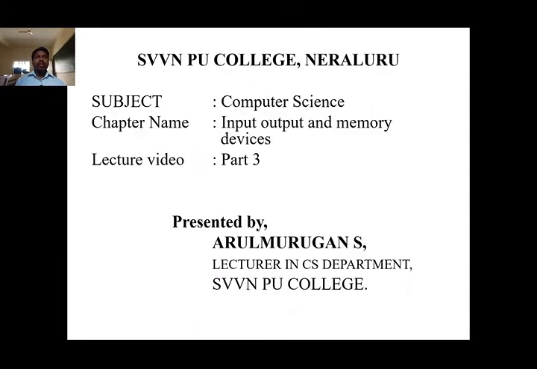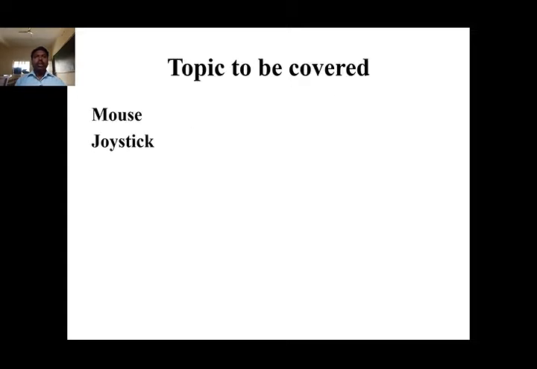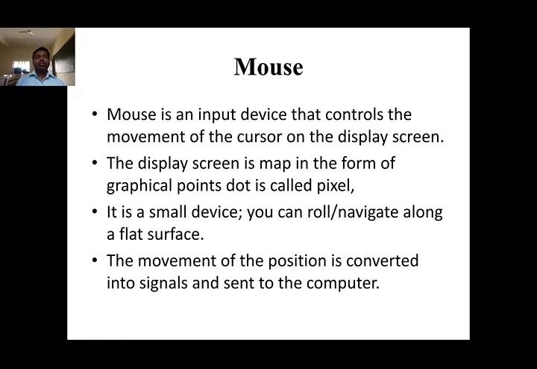Chapter name: Input, Output and Memory Devices. Lecture video part 3. Dear students, in today's lecture video, we are going to discuss mouse and joystick. In the previous lecture video, we discussed what an input device is and the different types of input devices. In that we discussed the keyboard, and the different types of keyboard, very clearly. So today we will enter the new topic, which is mouse.